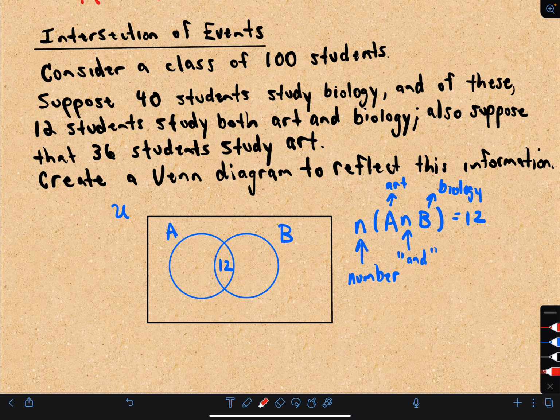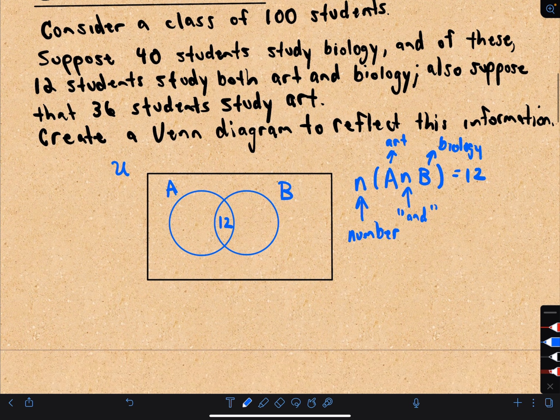So we know that 36 students study art. And this doesn't mean that 36 students study only art. This means that 36 students in total study art. Well, what we can do is we can take our 36 students, subtract away the 12 students that do both art and biology, and that's going to leave us with 24. So I would fill in a 24 here. So that tells me that there's 24 students that do art only. They're not studying biology as well.